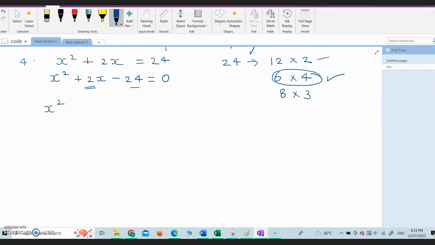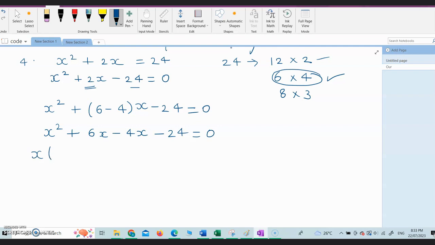We are going to subtract these two numbers so that it will be 2 only. We will not change the equation. Plus, now 6 minus 4. See, I am always writing it inside a bracket. Please do this for yourself as well. So it will be x square plus 6x minus 4x minus 24 is equal to 0.